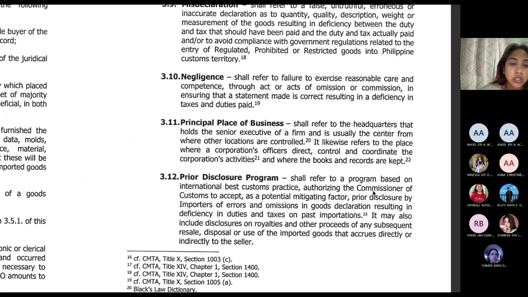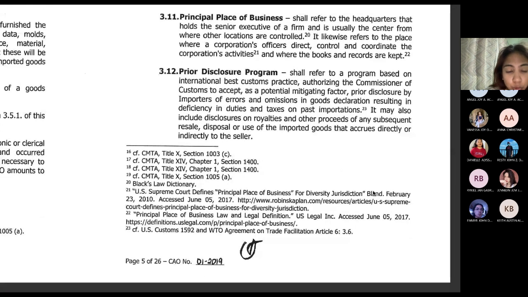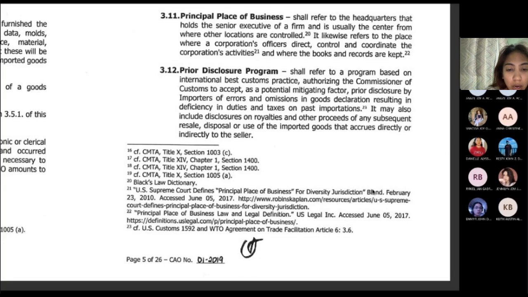3.12 Prior Disclosure Program shall refer to a program based on international best customs practice, authorizing the Commissioner of Customs to accept as a potential mitigating factor prior disclosure by importers of errors and omissions in goods declaration resulting in a deficiency in duties and taxes on past importation. It may also include disclosure on royalties and other proceeds of any subsequent resale, disposal, or use of the imported goods that accrues directly or indirectly to the seller.